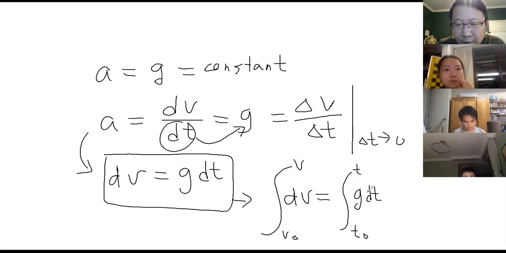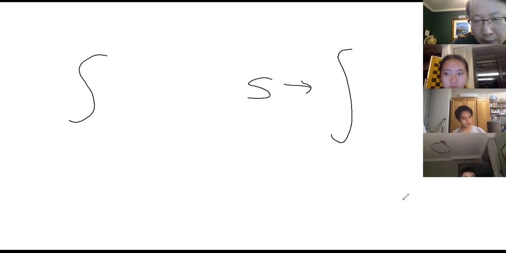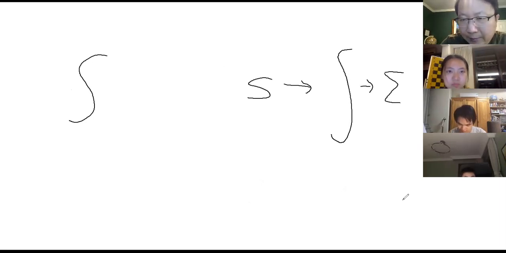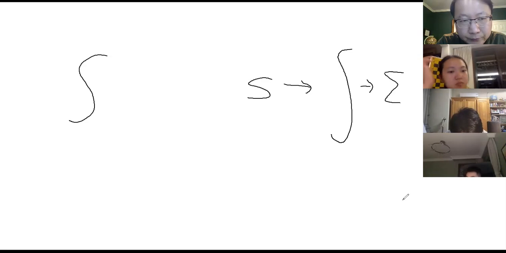So this is called the integral sign. It's like an S stretched out. It's like sigma: S means sum them together. So that is the integral sign. That is how you do it.